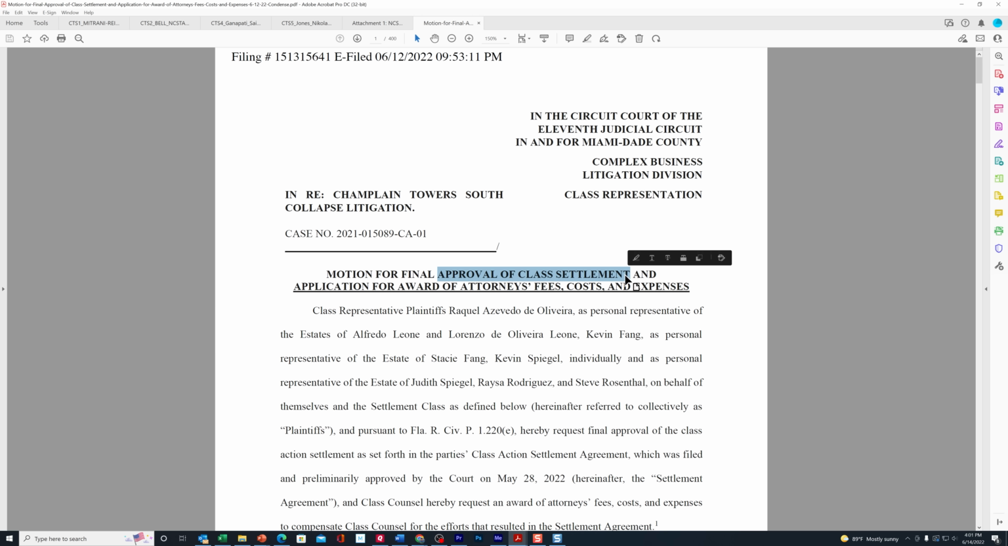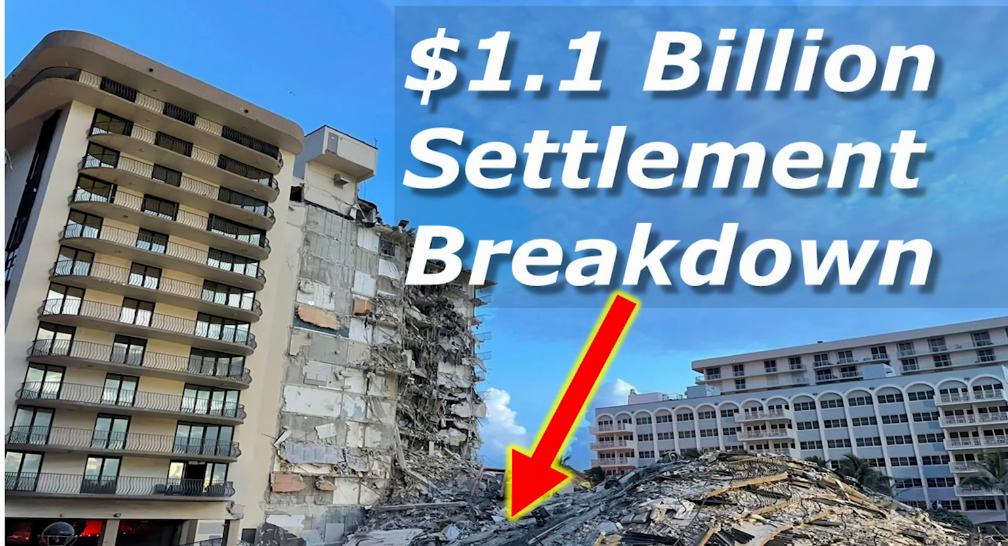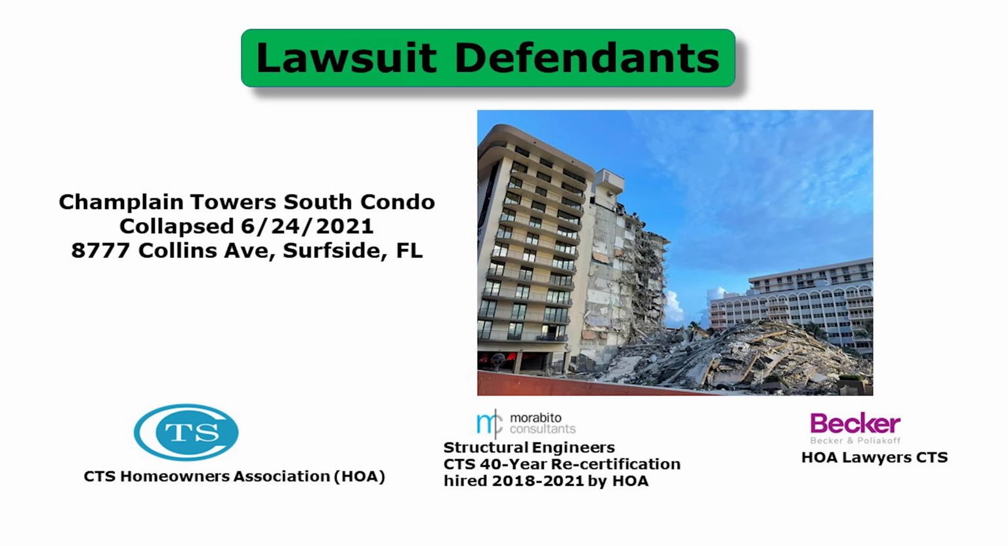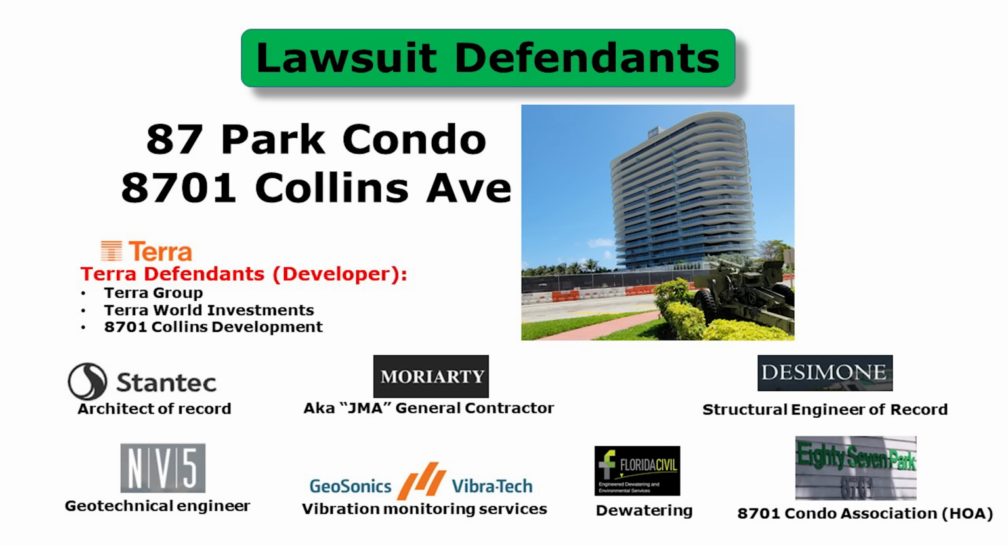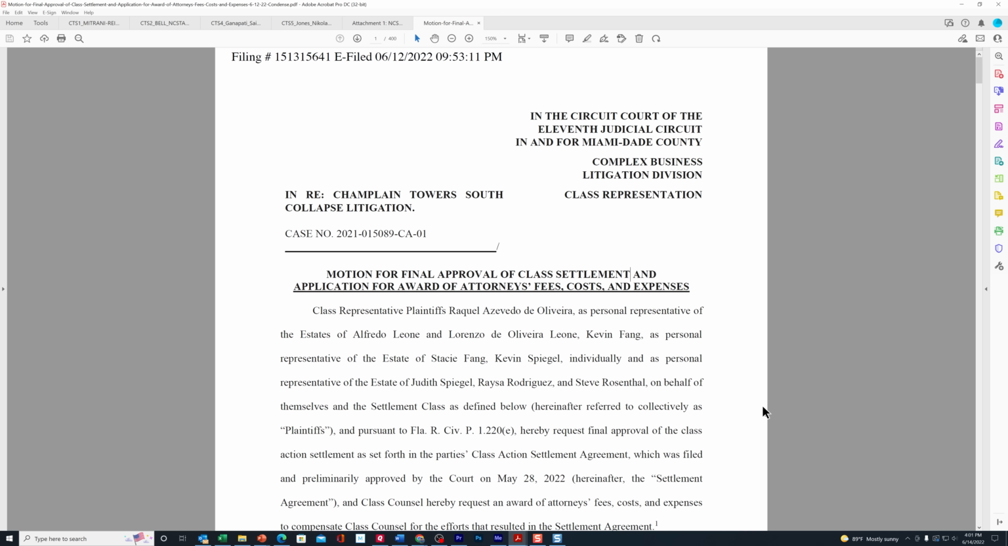So if you remember, we showed you that video 2 weeks ago. I uploaded that video and I showed you the breakdown of all of the different defendants from both the Champlain Tower side and the 87 Park side of things. That's the condo next door. And also a whole bunch of other defendants. And I showed you that spreadsheet.